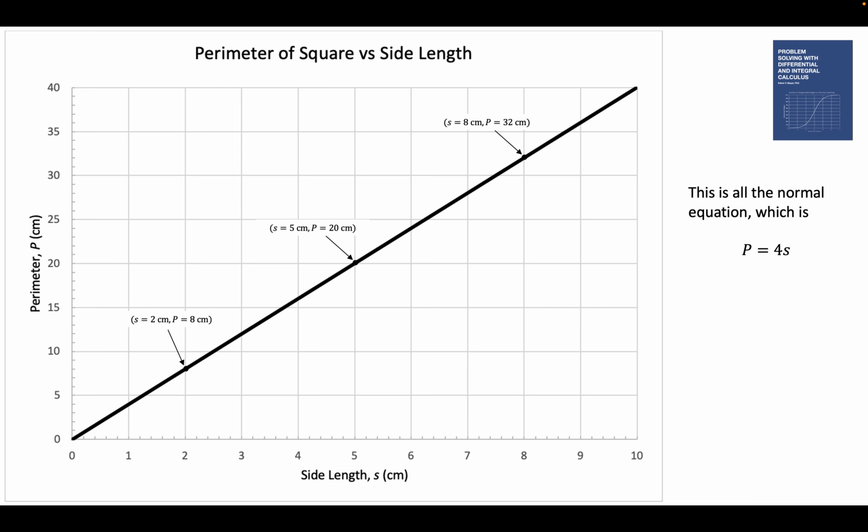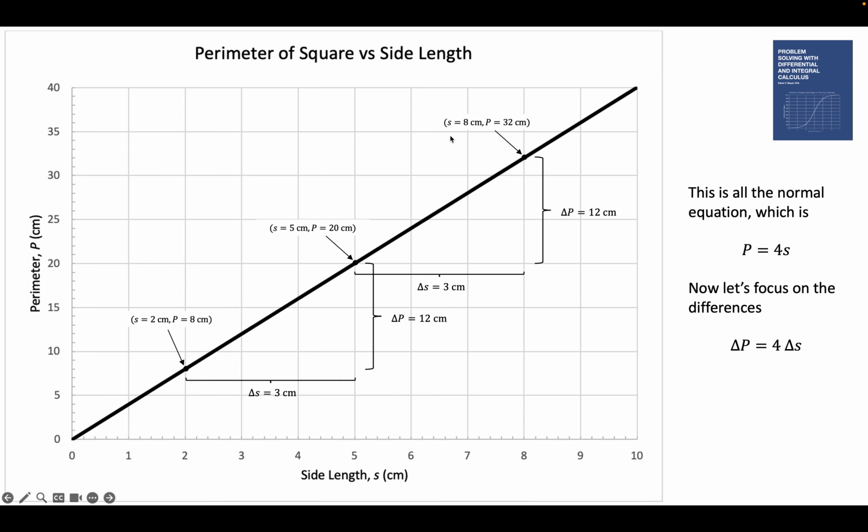Now let's switch gears and focus on differences. The difference between a square that has side length of 5 centimeters and a square that has a side length of 8 centimeters is 3 centimeters. That's delta s. The perimeter is 32, and the perimeter here is 20. The difference in the perimeter is 12 centimeters. So delta p is 4 delta s. You can use any two squares. Let's use the other two.